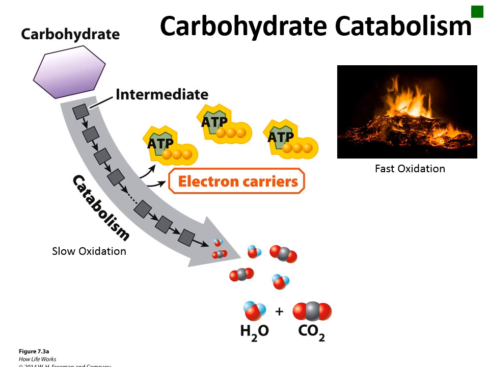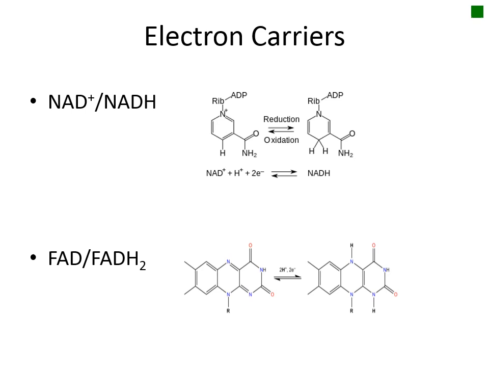electron carriers. The two key electron carriers in the cell are NADH and FADH2. These are the reduced forms of NAD+ and FAD. During cellular respiration, NAD+ or FAD picks up electrons, seen here in these two equations, during the oxidation of glucose. They are then reduced, and these electron carriers will bring those electrons to the electron transport chain, where they will act as electron donors, becoming oxidized back to NAD+ or FAD.